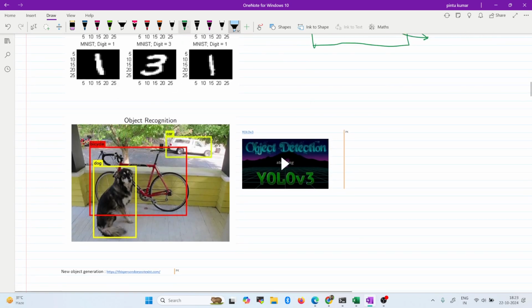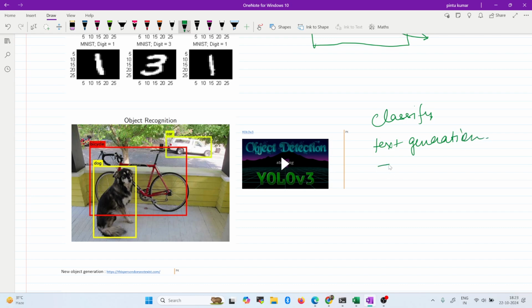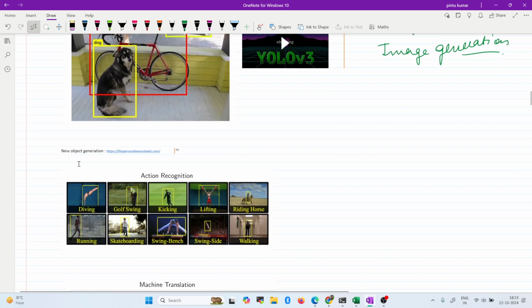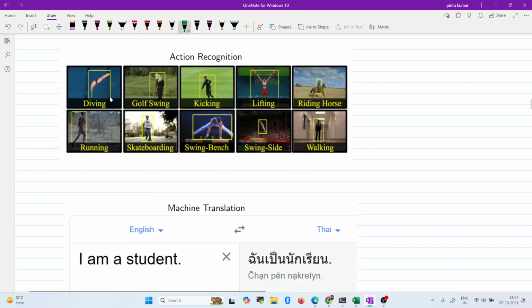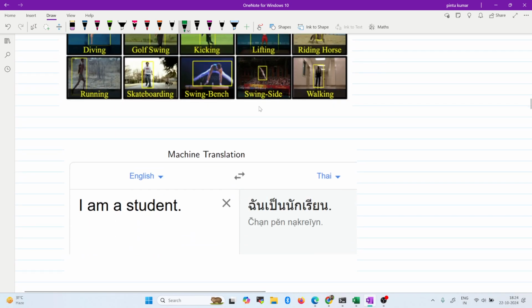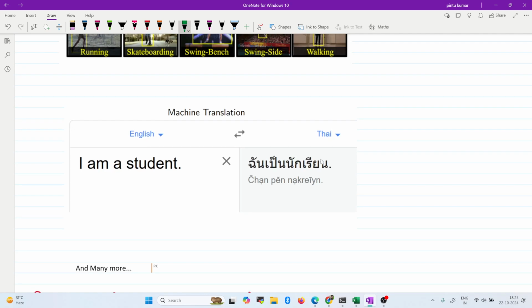Now machine learning has developed a lot. There are many tasks like object recognition. You have to recognize objects and classify those objects. Text generation, image generation, there are many such applications. Action recognition: you have to recognize what action is happening in the picture. This person is diving, this is a golf swing, kicking. Machine translation is another very important task. And these days you can model many tasks using these deep learning models.